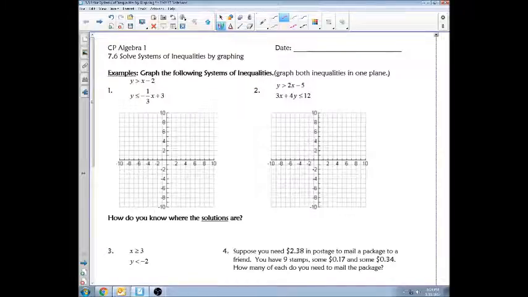It is 7.6, Solve Systems of Inequalities by Graphing. We need to graph the following systems of inequalities. You need to graph both inequalities in the same graph here. So the first step is we're just going to go ahead and graph these.